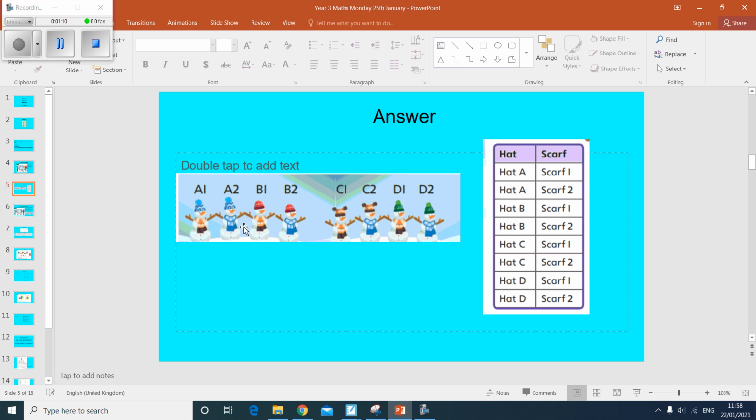Okay, so these should be your answers. You could have it in a picture form or in a table form, and you can see that hats go with 2 of the scarves, and we can see that we have 8 possible combinations.